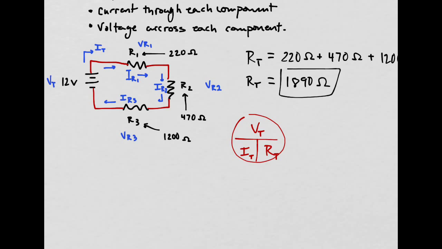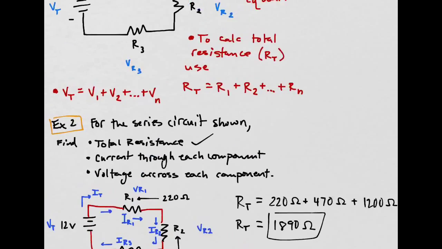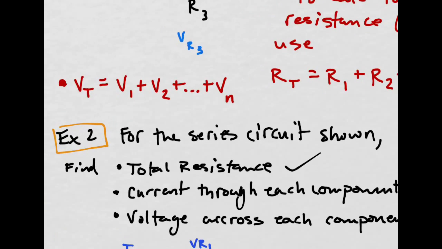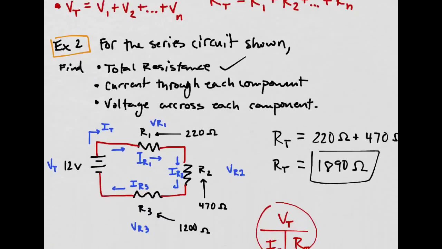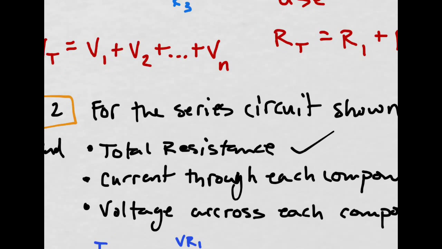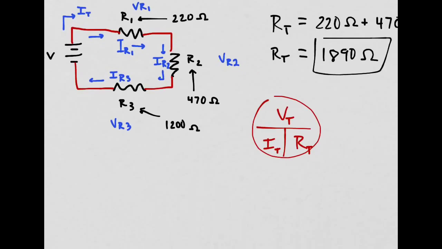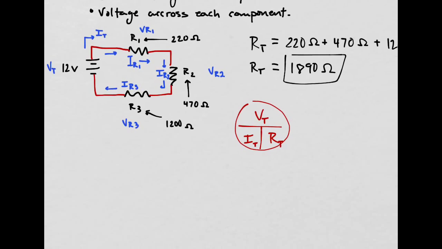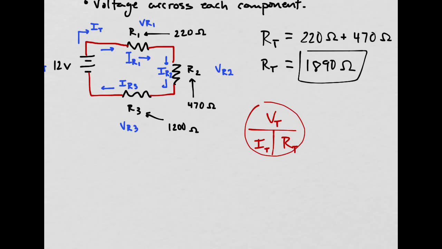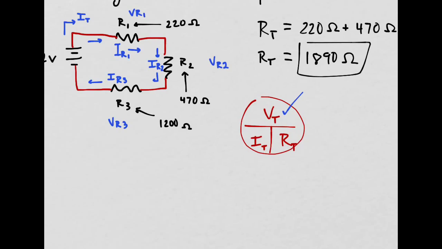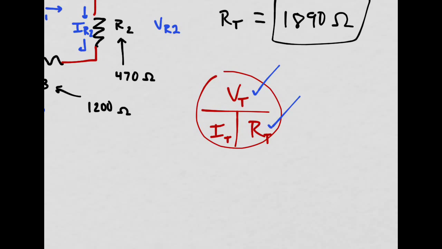The voltage, the total voltage, what's the total voltage? It's just the voltage of all the voltage drops added together. That's what it says up there. But we're given the total voltage. Look at that. So we have the total voltage. I'm going to put a little check mark there. The total current we don't have, but we just got the total resistance. So I think I'm going to solve for I_T.